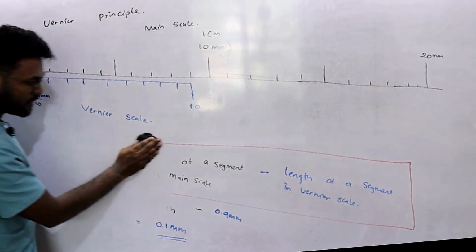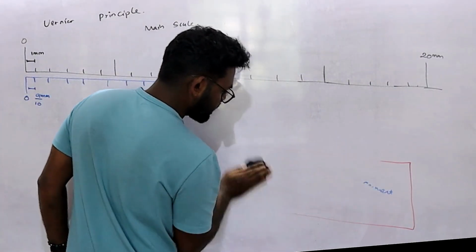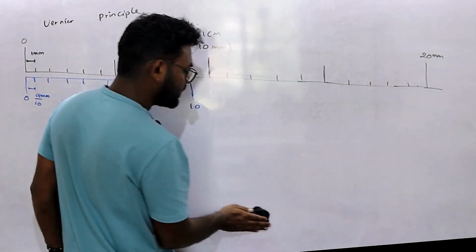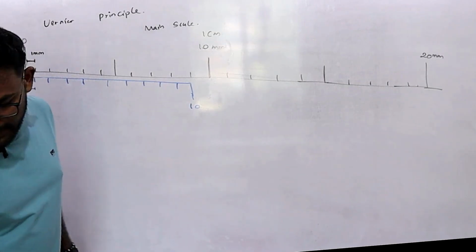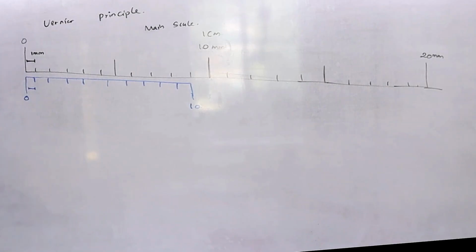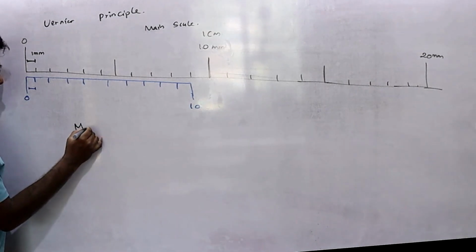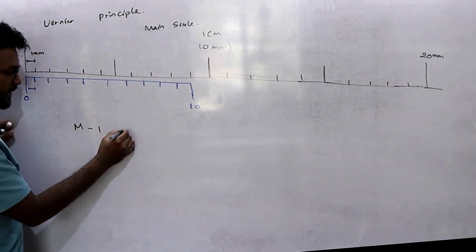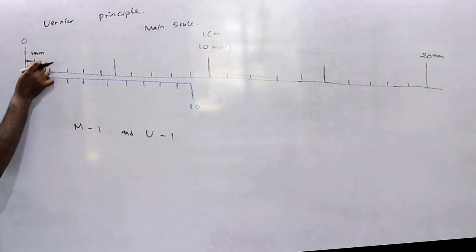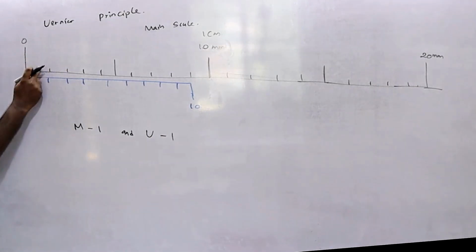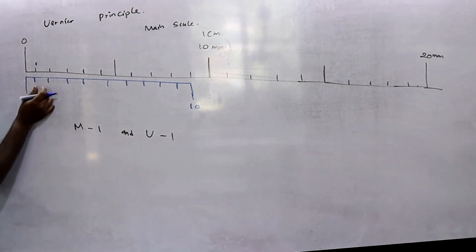from this, there's a gap between main scale, you can write M1, that's main scale one, and vernier scale 1, V1, which I am implying here. The main scale one is going to be this one, right? And here, the vernier scale one is going to be this.